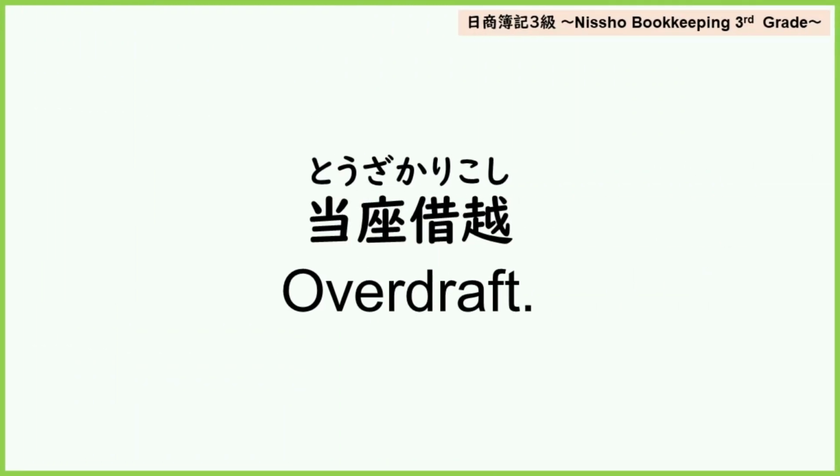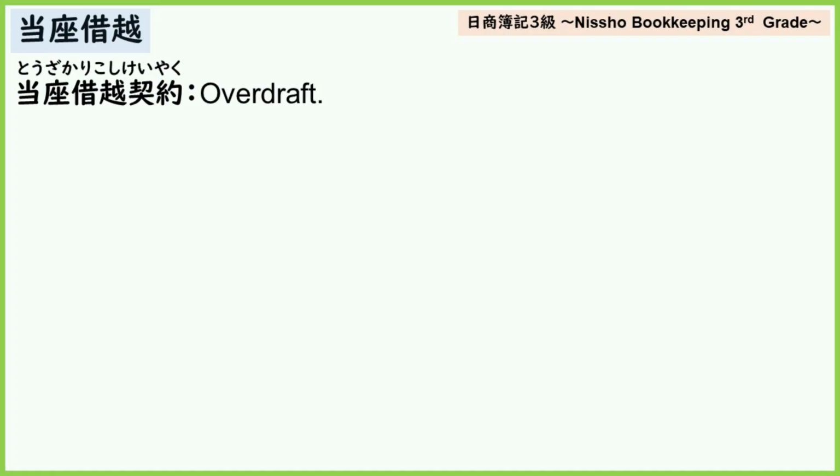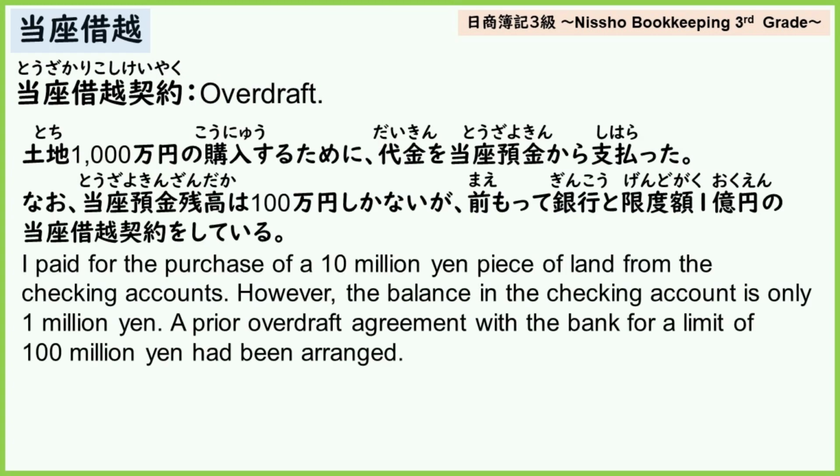The fourth content. Overdraft. Companies may encounter situations requiring sudden significant payments. By entering into an overdraft agreement, they can borrow money from a bank, up to the set limit, and make payments from the checking account. Let's consider journal entries. I paid for the purchase of a 10 million yen piece of land from the checking account. However, the balance in the checking account is only 1 million yen. A prior overdraft agreement with the bank for a limit of 100 million yen had been arranged.